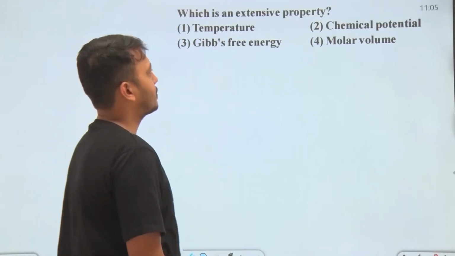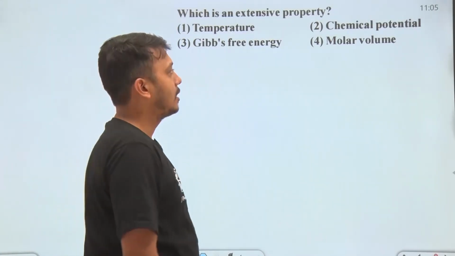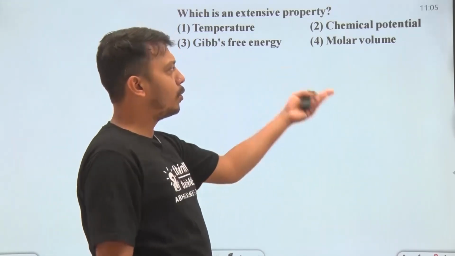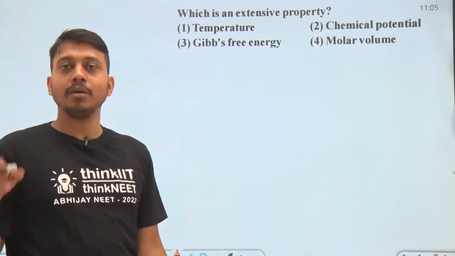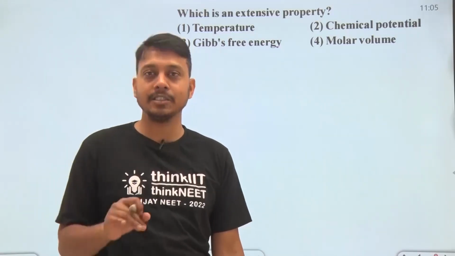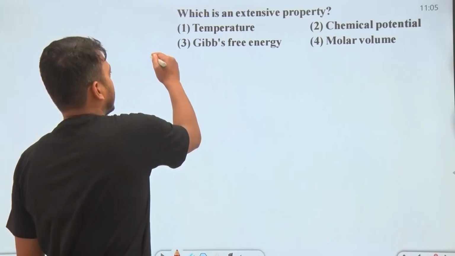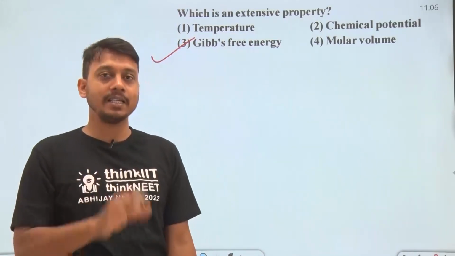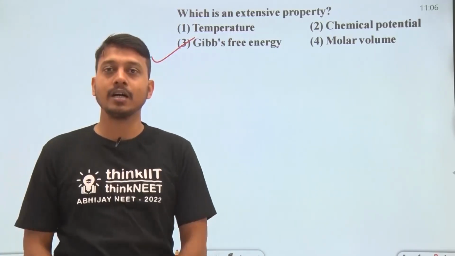So temperature is an intensive property. Chemical potential is also an intensive property. Molar volume is extensive, but because it is fixed for 1 mole, it must be an intensive property. The only extensive property is Gibbs free energy, because it depends upon the number of particles. Hence option number 3 is the correct choice.